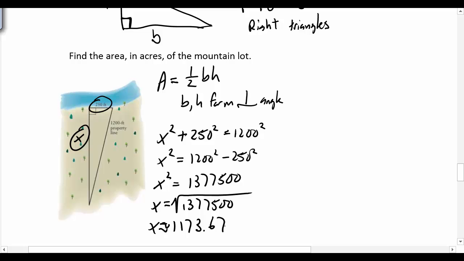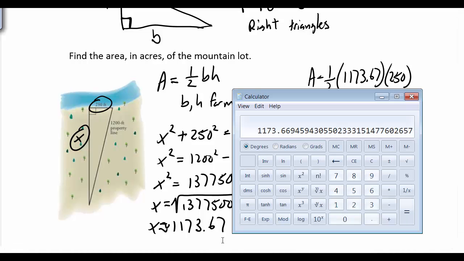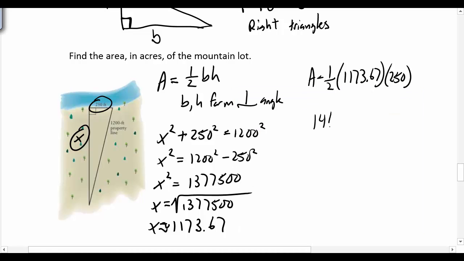Okay, so then to find the area of this lot, it's 1/2, and then I want to multiply those two numbers together. Times the 250. Okay, so times 250, and then I want to divide that by 2. And I get 146,750 feet squared.